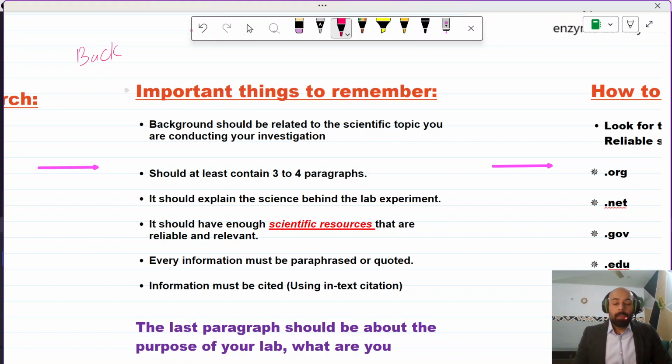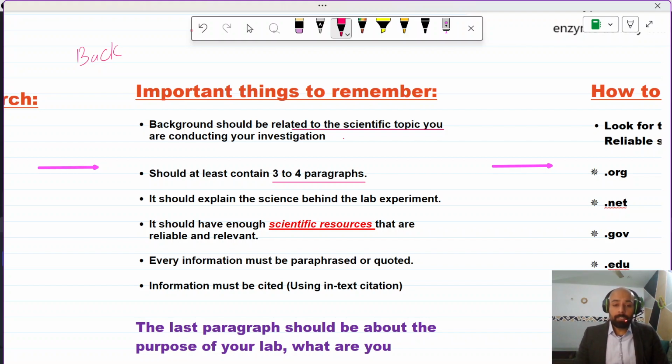The background should be related to the scientific topic you are conducting your investigation on. It should contain at least 3 to 4 paragraphs. This is the basic criterion you should focus on: it should contain 3 to 4 paragraphs and shouldn't go beyond that. If you put a lot of words into it, you will ultimately be talking irrelevant stuff, so just cut that out. It should explain the science behind your lab experiment, like why you have decided to do it, what you are doing in your lab experiment, and what you are trying to figure out.